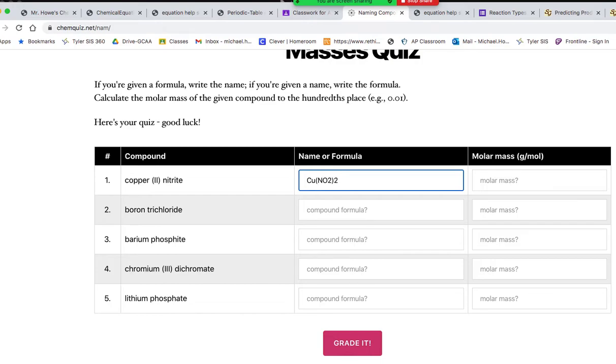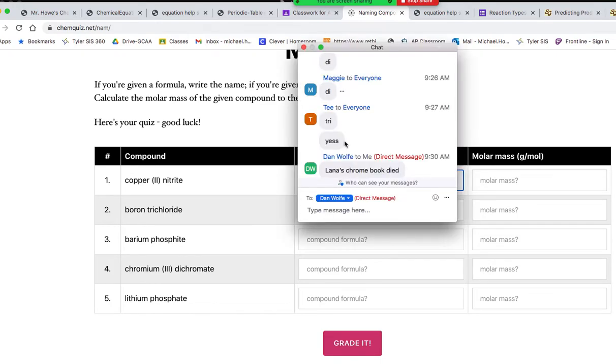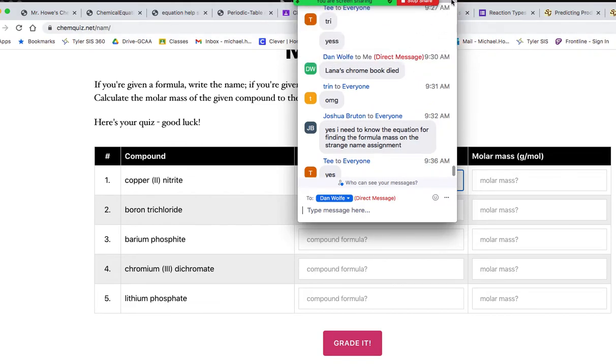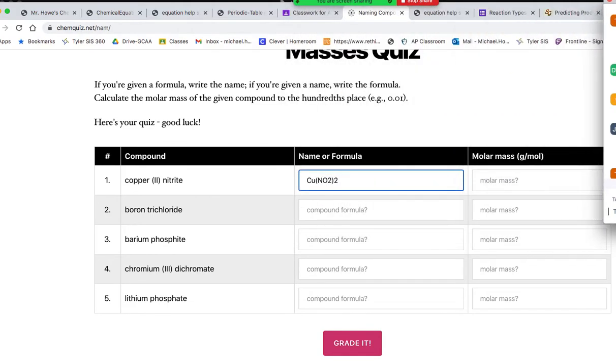And so if we have 2 of the nitrites, get in the chat where I can see it. All right. If it says we have 2 of the nitrites, then we know that we have to have a parentheses around it because it is a polyatomic ion, and we'll have to have 2 outside the parentheses because this part right here, that's a -1 charge, and this is a +2 charge. And we know it's 2 because it says 2 right here.